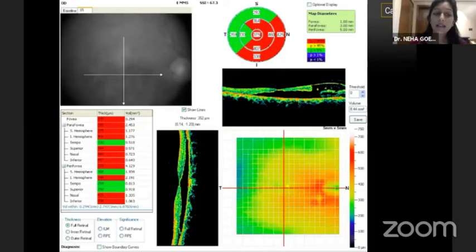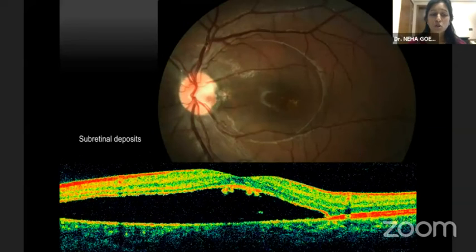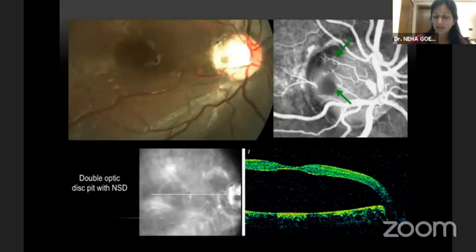Now, here again is a clinical indicator. If you see the horizontal scan, the vertical scan is showing only the NSD, but the horizontal scan is showing some vitreopapillary traction at the edge of the disc and some inner retinal schisis in this area as well. So we have seen a considerable number of cases of disc pit presenting only with subretinal fluid, and this was a case of double disc pit.